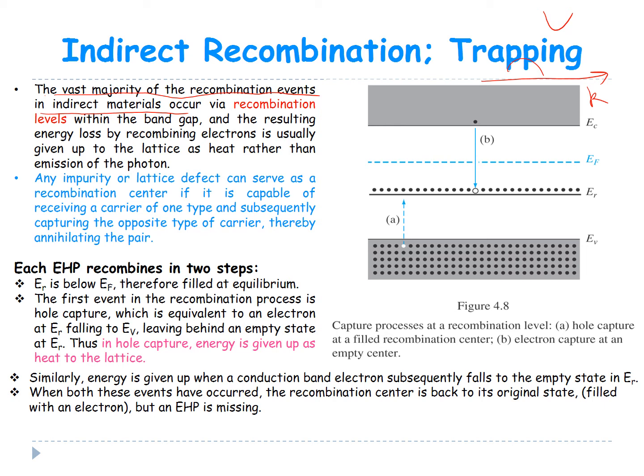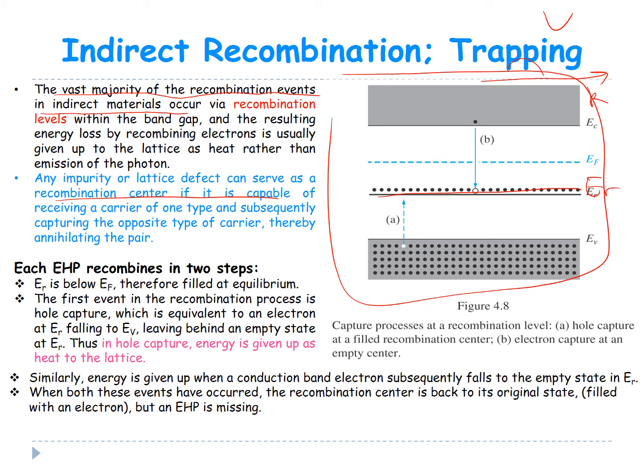Now, an impurity or lattice defect can serve as a recombination center if it is capable of receiving a carrier of one type and subsequently capturing the opposite type of carrier, thereby annihilating the pair. So if you look at this example here, you can actually understand what a recombination center does. In this case, the recombination center that we have is ER here.